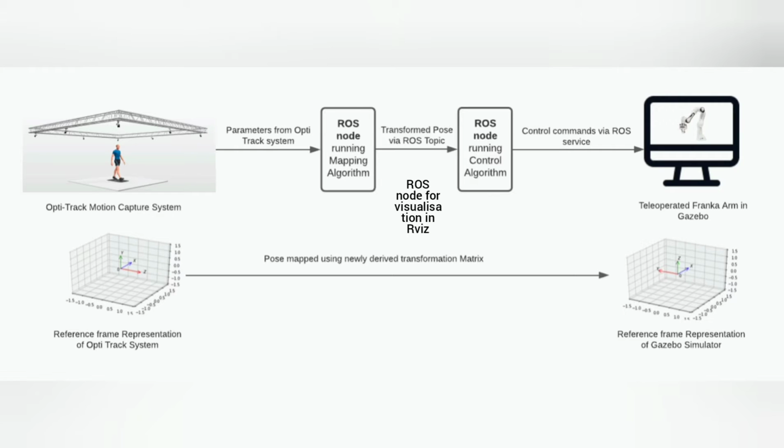The second node is for the testing and calibration of the transformation matrices, and that is actually collecting the data, and the data is visualized in RViz. The third node is for controlling of the Franka arm inside the Gazebo world, or basically the simulation of the teleoperation in the Gazebo world. I will explain each of them as I go through the demonstration.